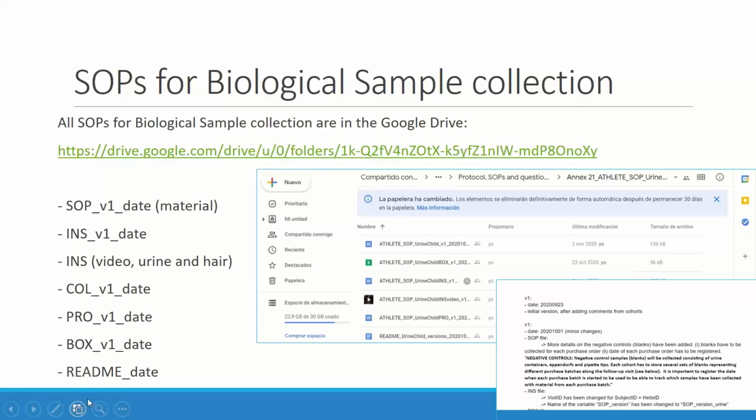And finally, there is a document called README file that contains a summary of the different versions of the protocol. If you open this file, you will see something like this. You will see version 1, it was created on this date, and it's the first version we created, okay? Then we have a second version 1 with a different date, which has minor changes, and then you have a summary of what we have changed from the first version.